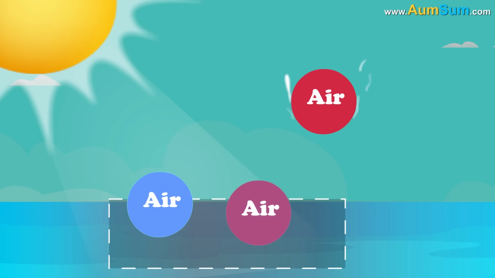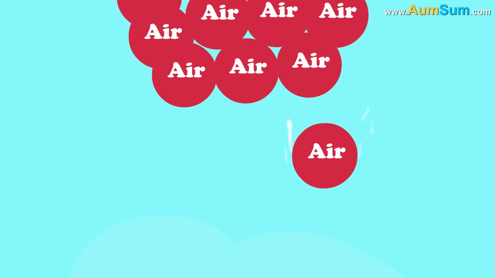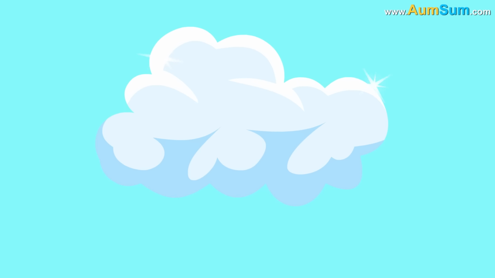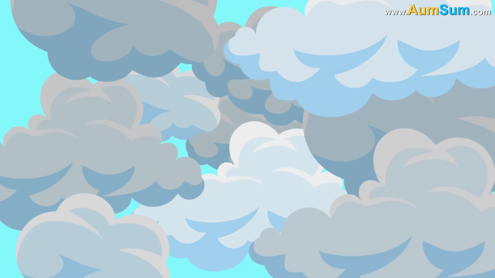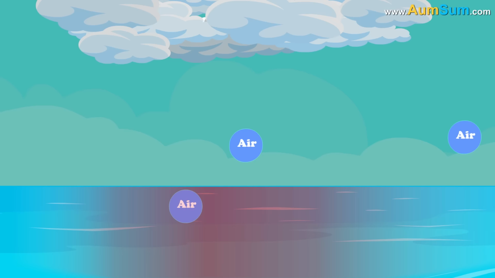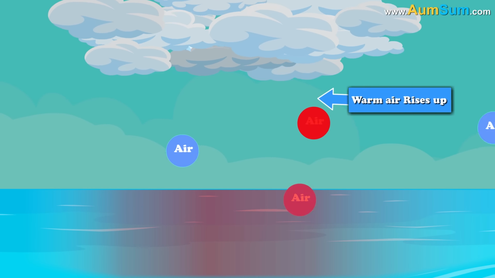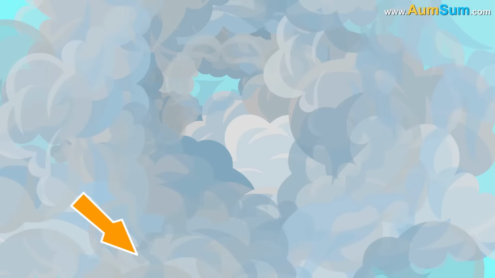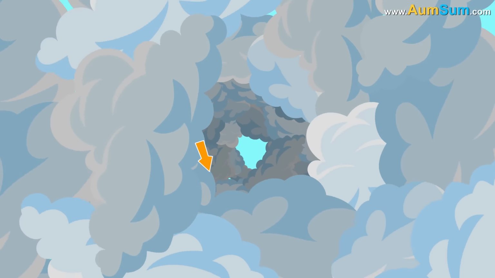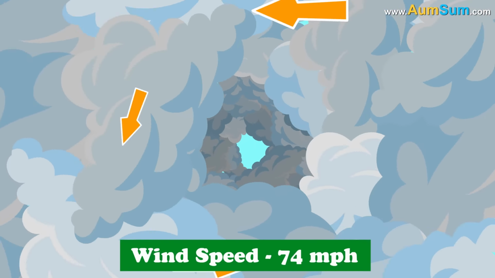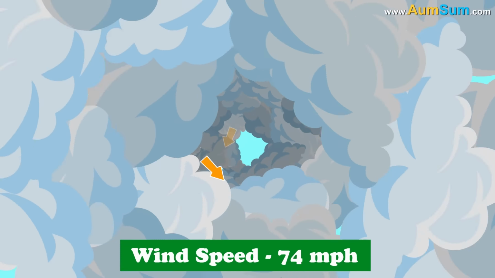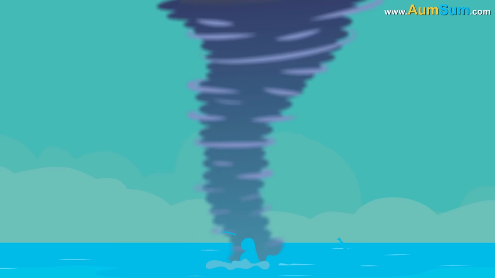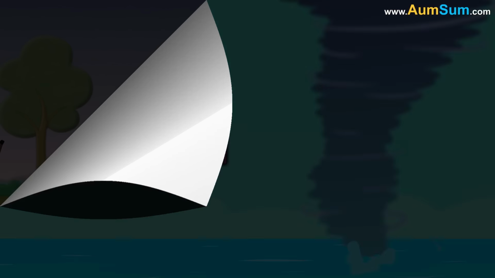Now, as the warm, moist air keeps on rising, it cools off and forms clouds. Even big, stormy, cumulonimbus clouds are formed. Now, as the warm air continues to rise upward, winds start blowing in a circular pattern around the center. Once these winds reach a speed of 74 miles per hour, the storm is officially classified as a hurricane.